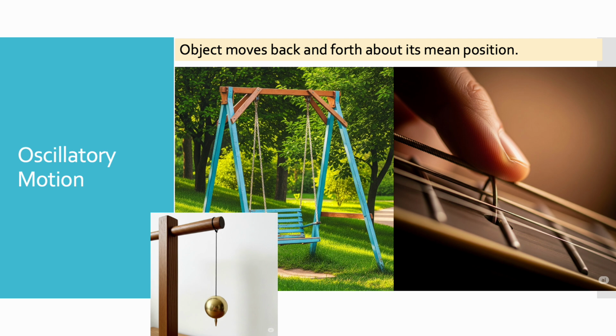Okay, so let's quickly recap oscillatory motion with more visuals. Remember, it's a to and fro motion about a mean position. Examples that you can see here. Pendulum, it swings side to side. Swing on a playground, classic oscillation. Guitar string vibrates rapidly back and forth when plucked. These are all periodic motions because they repeat at regular intervals. So again, all oscillatory motions are periodic, but not all periodic motions are oscillatory.